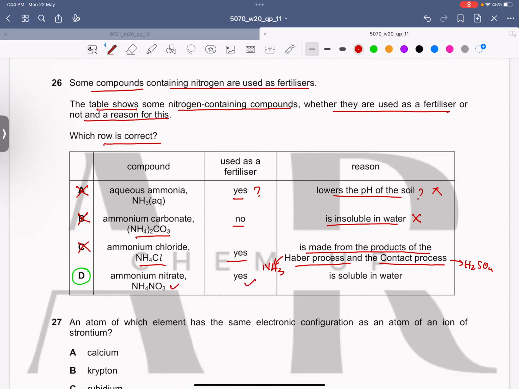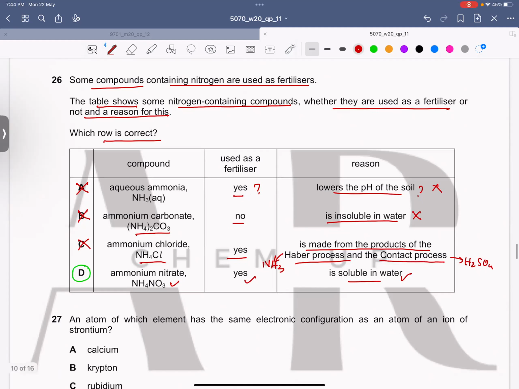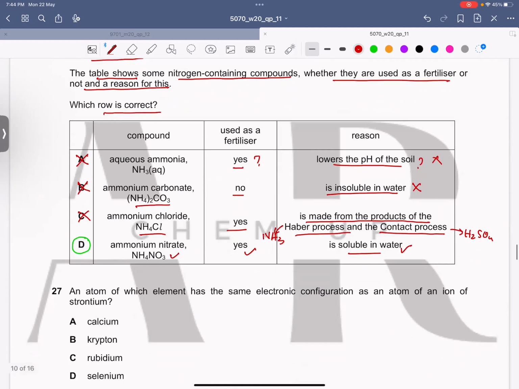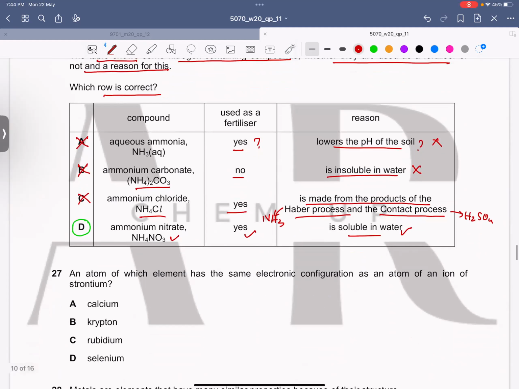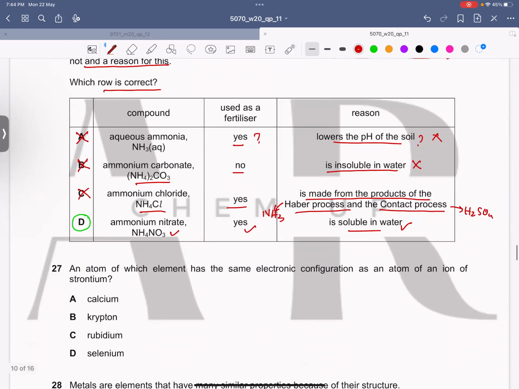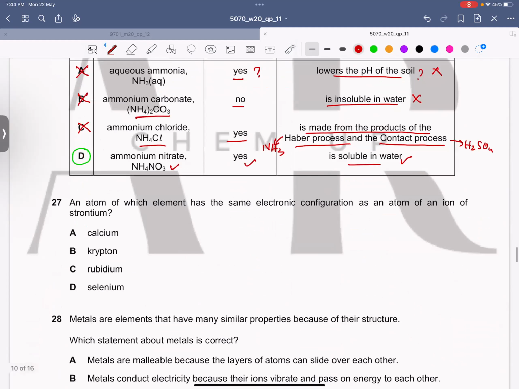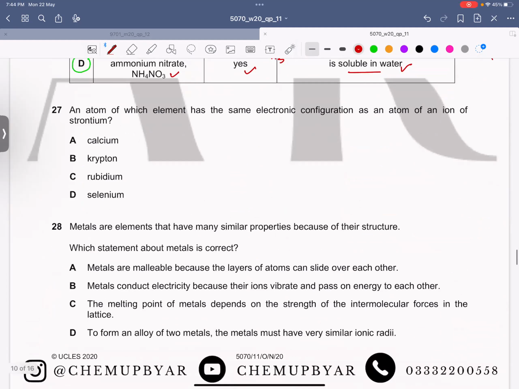Ammonium nitrate, fertilizer, yes, is soluble in water. Yes. Is this clear? Yes, Abdullah and Hassan, is it clear to both of you? Yes, sir. Okay, now question number 27. An atom of which element has the same electronic configuration as an atom of an ion of strontium? Okay, so we have to look into the periodic table for strontium.